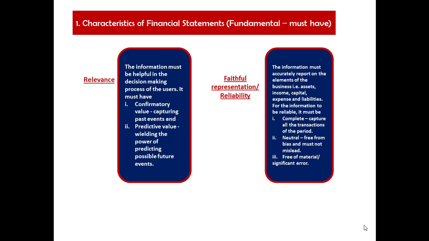The second fundamental characteristic is the faithful representation or reliability. So the information must accurately report on the elements of the business, that is, assets, income, capital, expense, and liabilities. We'll be discussing elements very soon, so don't worry. So for the information to be reliable, it must be complete, that is, capture all the transactions in a particular period. It must secondly be neutral, that's free from bias, and must not be misleading. And finally, it must be free from significant or material error.